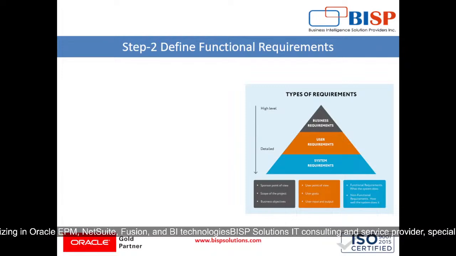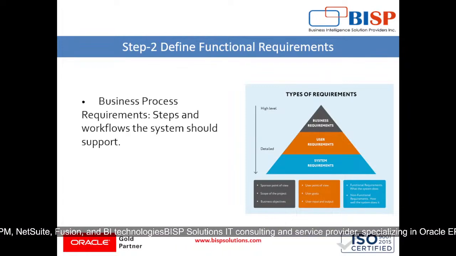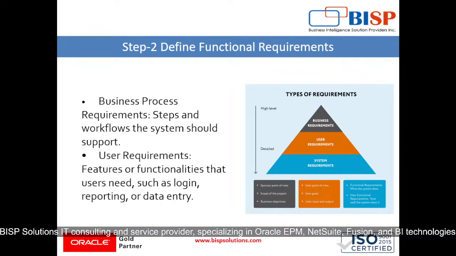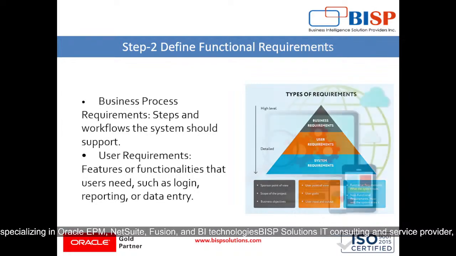Then step 2 is defining functional requirements, where functional requirements specify what the system should do. They include business process requirements, which are steps and workflows the system should support. Then user requirements, features or functionalities that users need, such as login, reporting or data entry. And system behavior, like expected system responses to specific inputs or events.